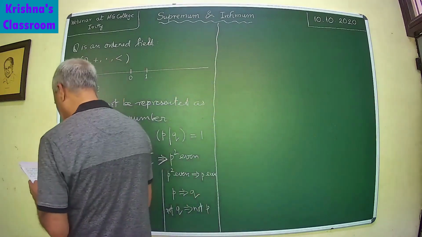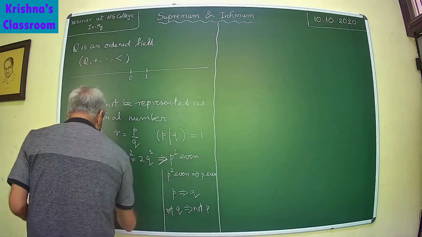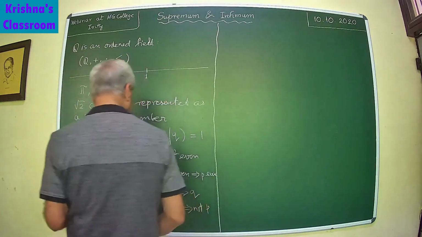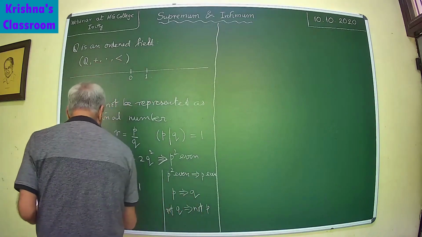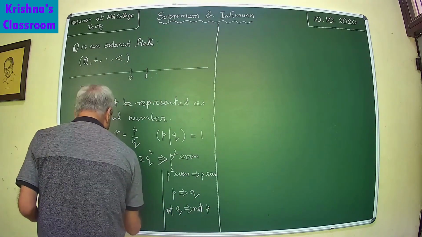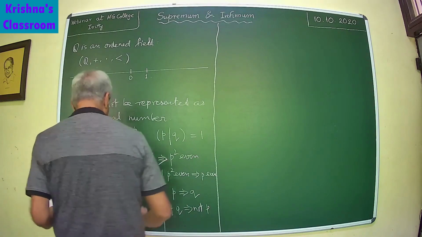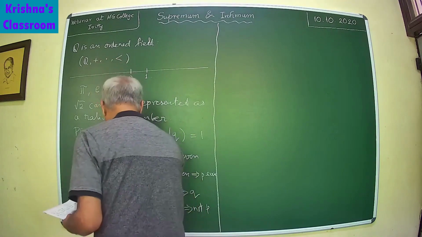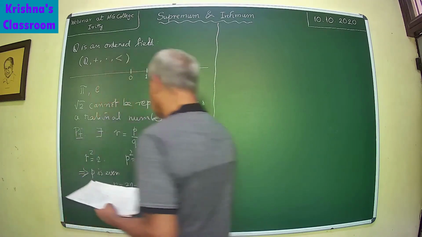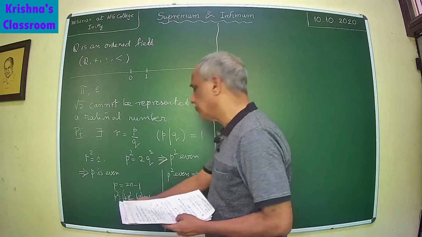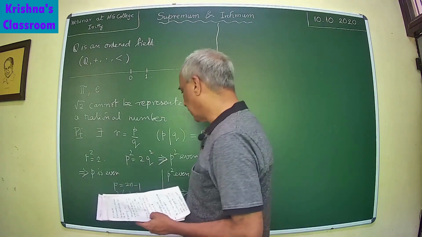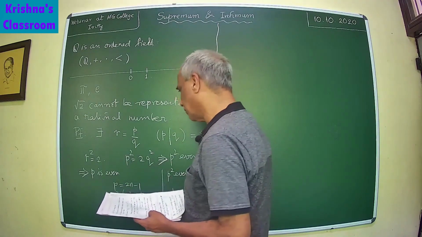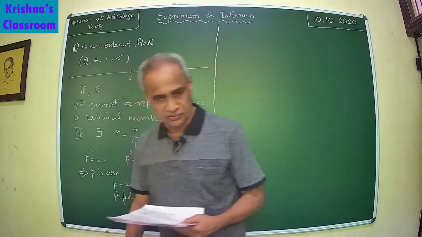Suppose P is odd. So P is then of the form 2n minus 1. So what about P square? P square is 4n square minus 4n plus 1. Now look at this. This is a multiple of 4. Therefore this is even. So even plus 1 is an odd one. So that is how you prove it.